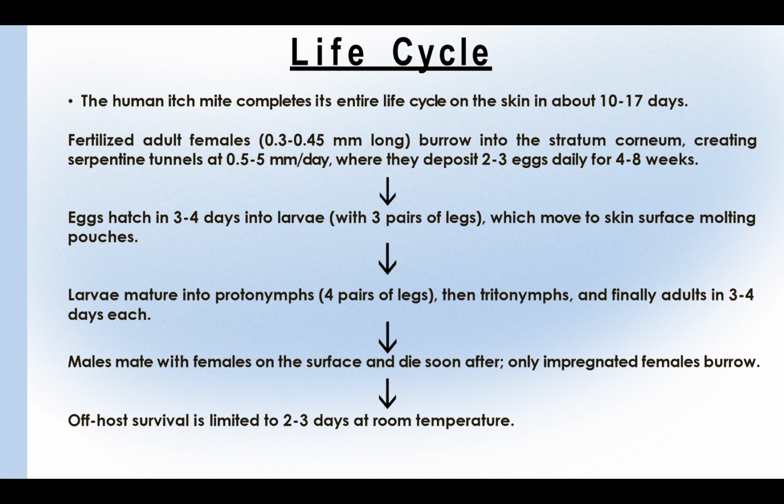The human itch mite's life cycle on the skin lasts about 10 to 17 days. Fertilized adult females, just 0.3 to 0.45 millimeters long, burrow into the stratum corneum, creating serpentine tunnels 0.5 to 5 millimeters per day. They lay 2 to 3 eggs daily for 4 to 8 weeks. Eggs hatch in 3 to 4 days into larvae with 3 pairs of legs, which move to the skin surface to molt. Larvae mature into protonymphs with 4 pairs, then tritonymphs, and finally adults in 3 to 4 days each. Males mate on the surface and die quickly; only impregnated females burrow. Off-host survival is limited to 2 to 3 days at room temperature, and this cycle explains why symptoms build up over weeks.